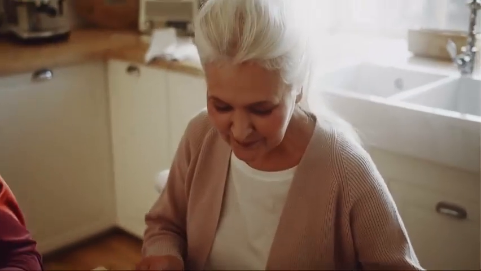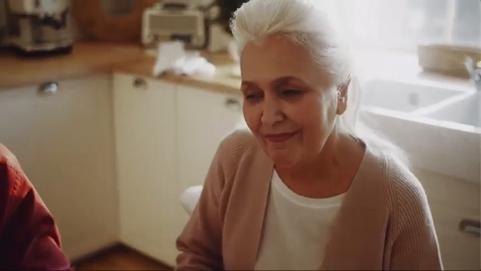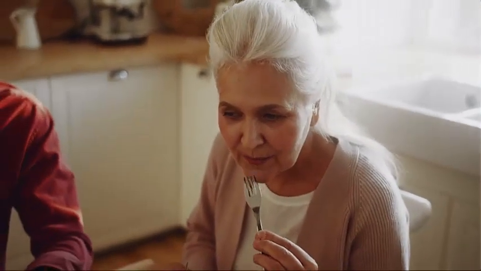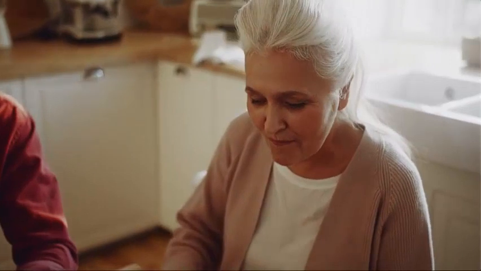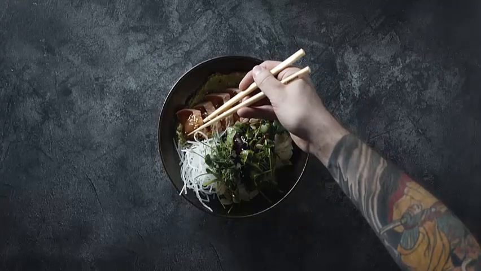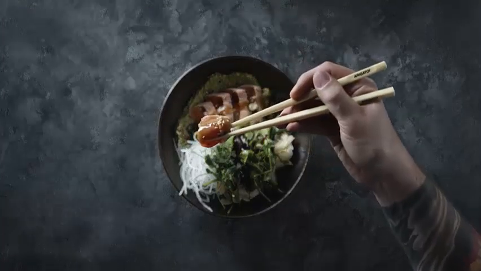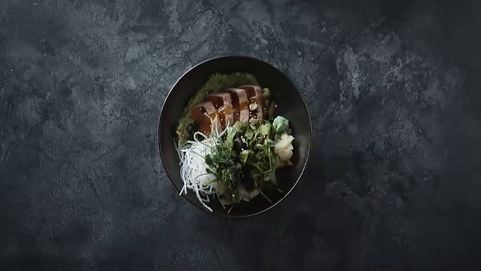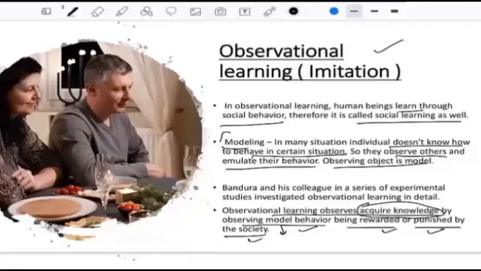ठीक है, कई बार हम भी करते हैं, हमें समझ में नहीं आता है नाइफ एंड फोर्क से कैसे खाना है, तो हम भी लोगों की तरफ देखते हैं, अच्छा लेफ्ट हैंड में फोर्क पकड़ना है और राइट हैंड में नाइफ पकड़ना है। चॉपस्टिक से कैसे खाते हैं वो हमें नहीं पता है, तो हम लोगों को देखते हैं, अच्छा चॉपस्टिक को ऐसे पकड़ा जाता है दो उंगलियों के बीच में और थंब के सपोर्ट के साथ। तो जिसको हम देख रहे हैं वो हमारे लिए मॉडल है। So in many situations an individual does not know how to behave in certain situations, they observe others and emulate their behavior.